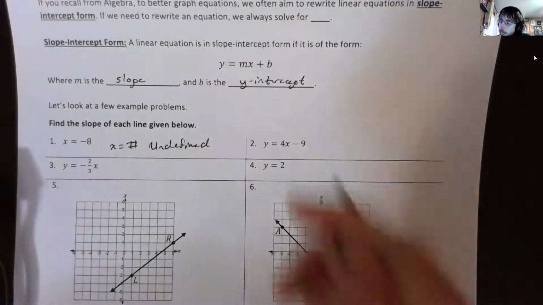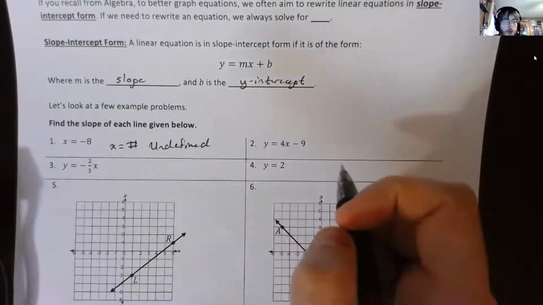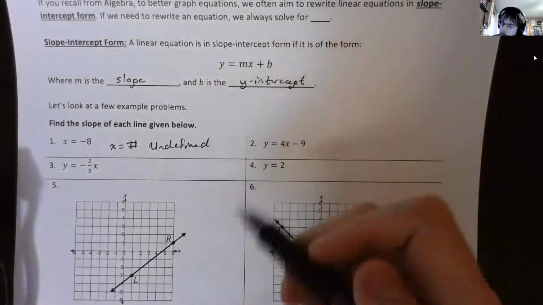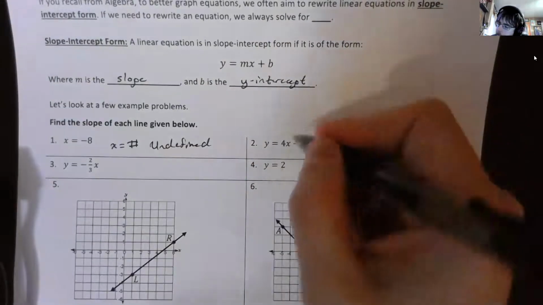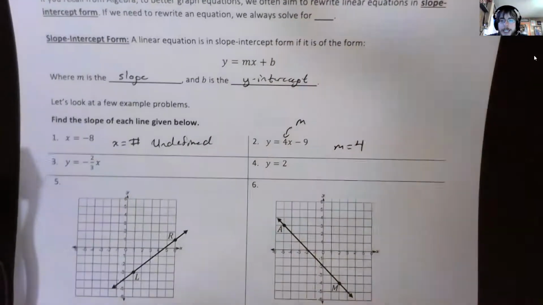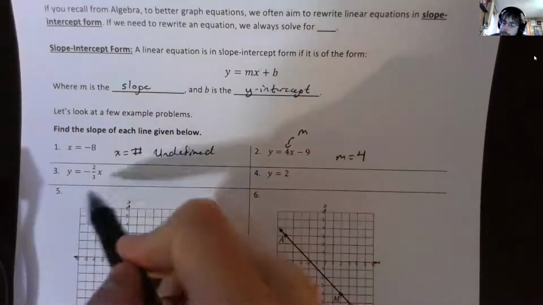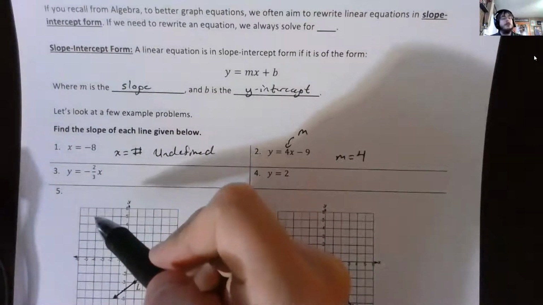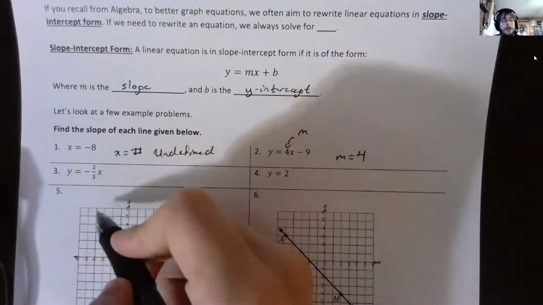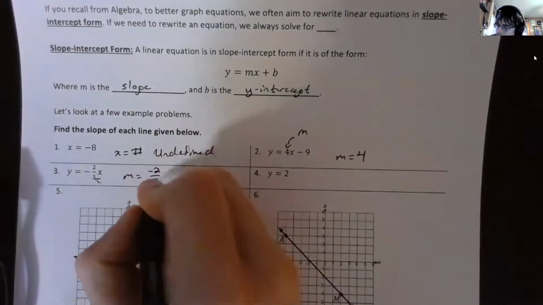Number 2, y equals 4x minus 9. This is an equation in slope-intercept form. So the number in front of x is m. That means that our slope is equal to 4 in this case. Number 3, y equals -2/3 x. Even though it doesn't have a b at the end of it, it's assumed to be 0. So we look at the number in front of x, which is our slope. So in this case, m is equal to -2/3.